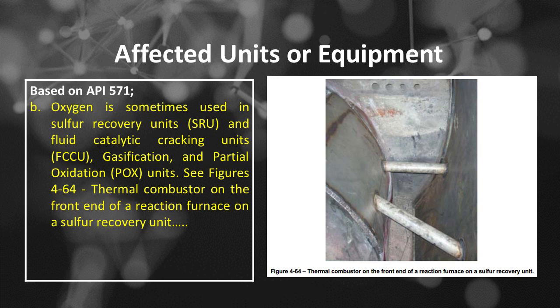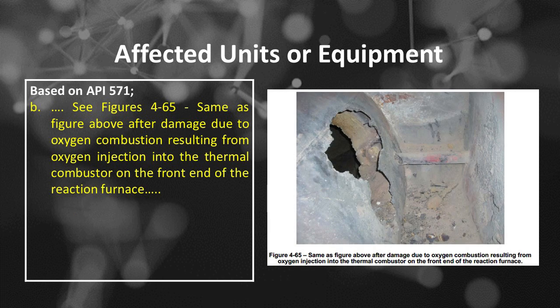See Figure 4-64, thermal combustor on the front end of a reaction furnace on a sulfur recovery unit. See Figure 4-65, same as the figure above after damage due to oxygen combustion resulting from oxygen injection into the thermal combustor on the front end of the reaction furnace.